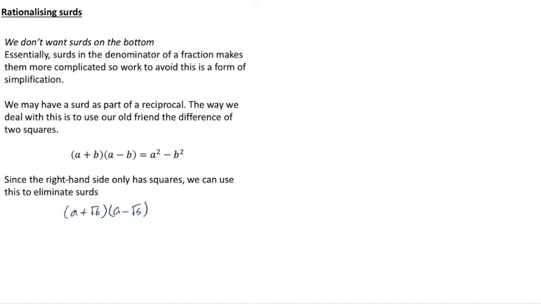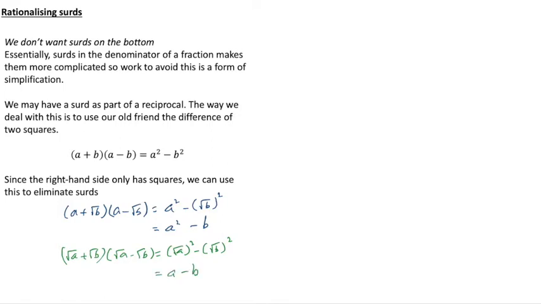So if, for example, we had a plus root b times a minus root b, that would give us a squared minus root b squared, which is a squared minus b. So on the right hand side, no surds. We could even have root a plus root b times root a minus root b, and that would give us root a squared minus root b squared, which is a minus b, and again, no surds. So let's see how this works with a couple of examples.